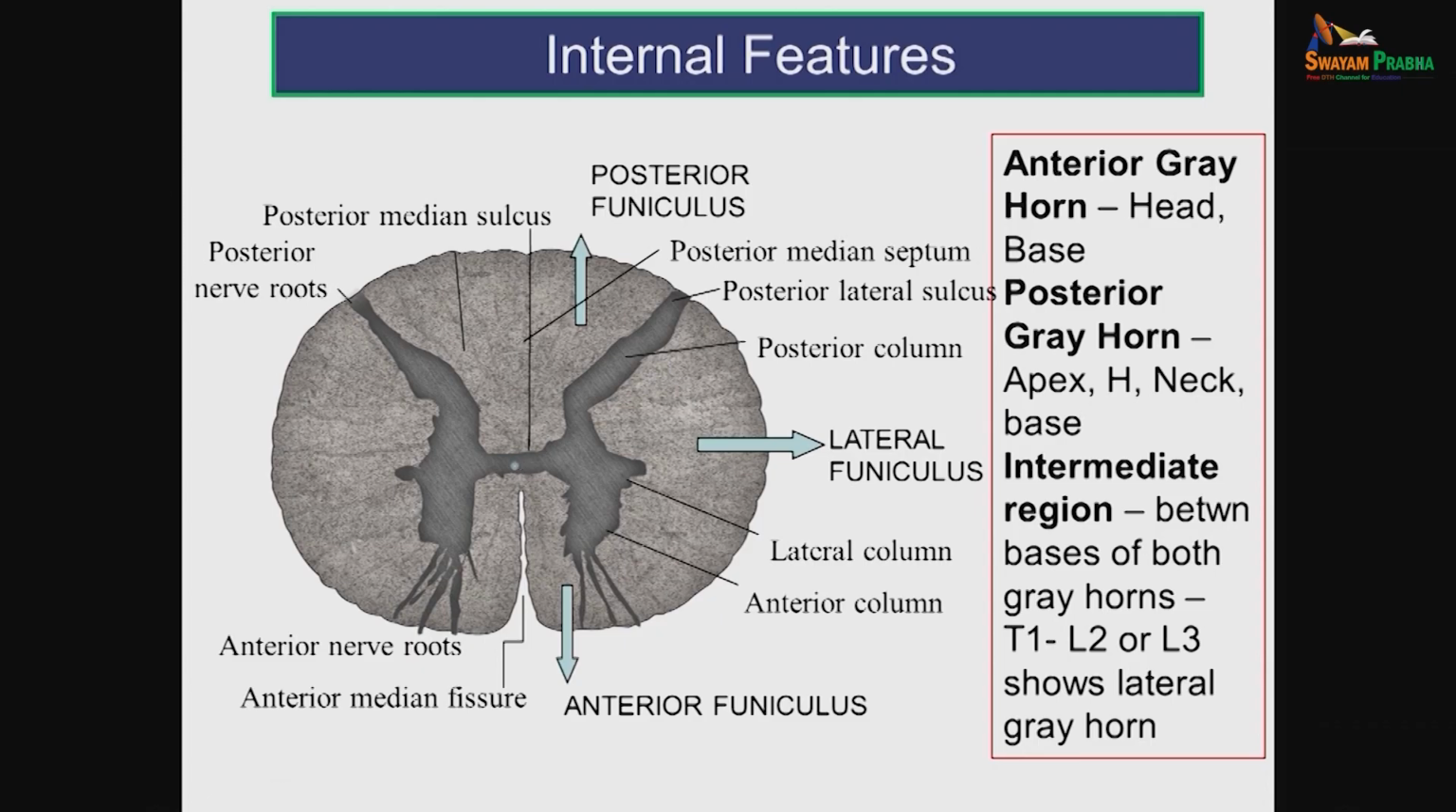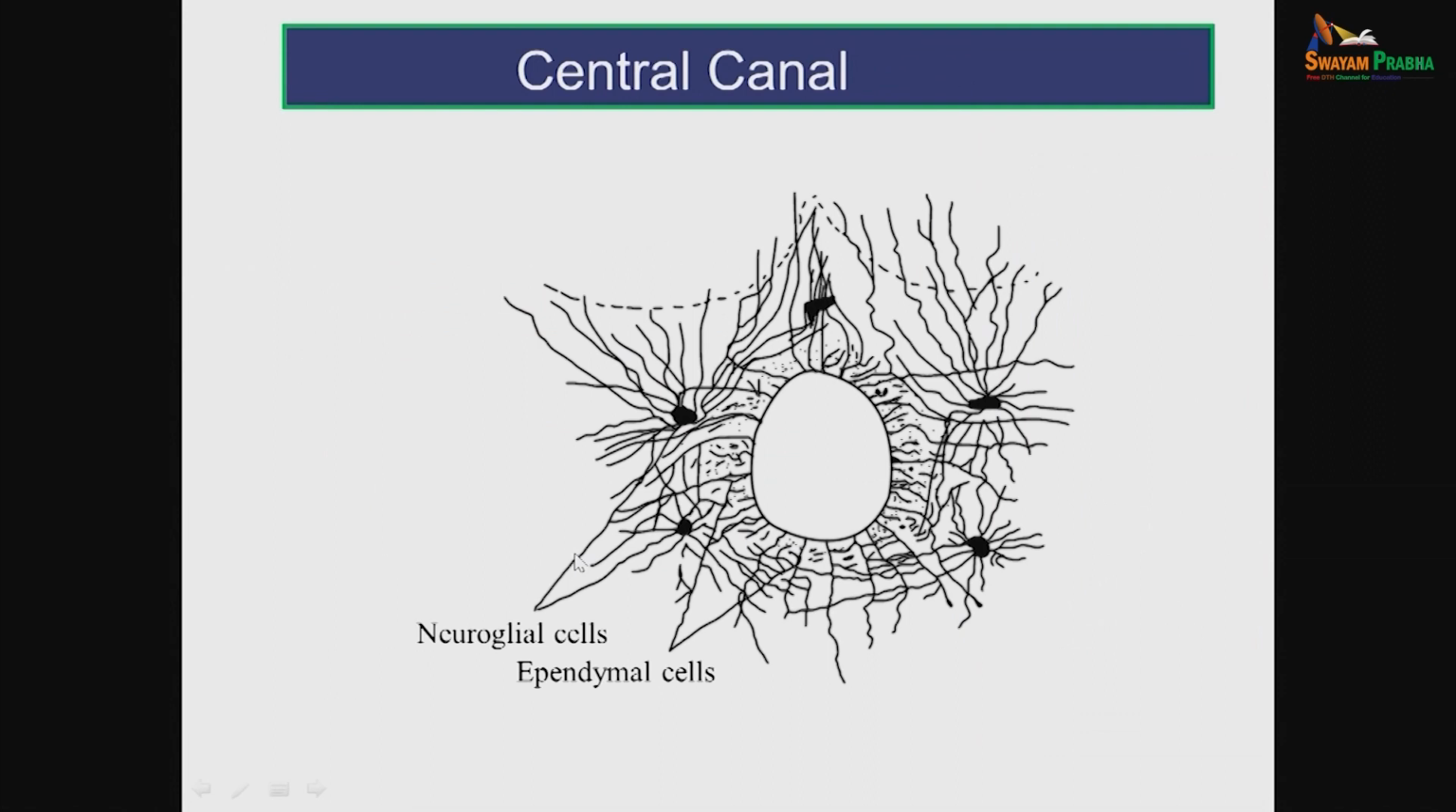This is the central canal. If you look at the central canal, there is a picture to show the central canal. It is lined by ependyma. The central canal of the spinal cord above will be continuous with the central canal of the closed part of the medulla. Then above it is continuous with the fourth ventricle. This is the central canal lined by ependyma. As you all know, ventricles are lined by ependyma.